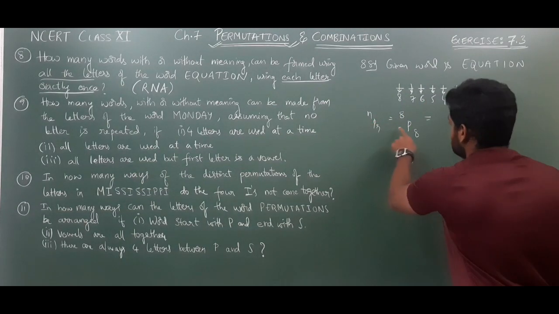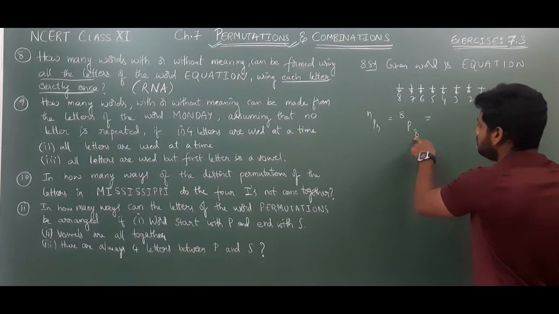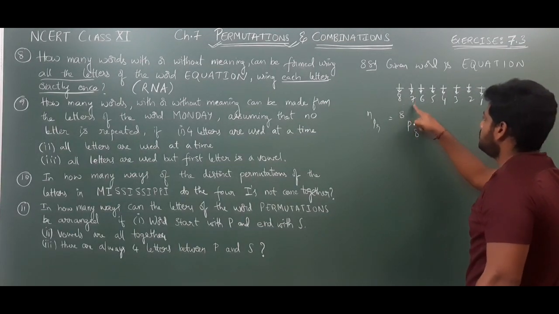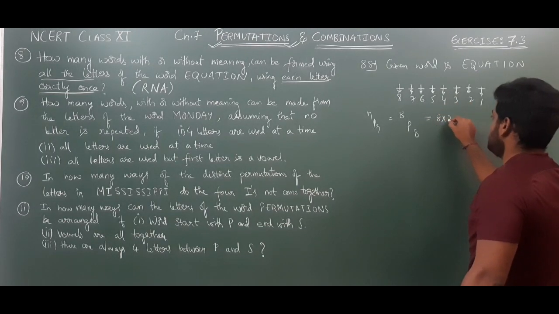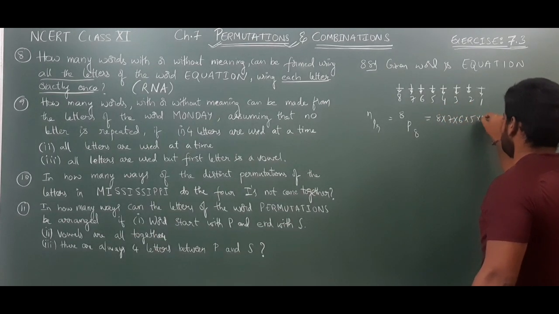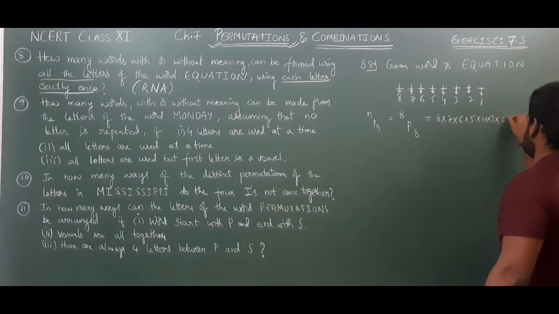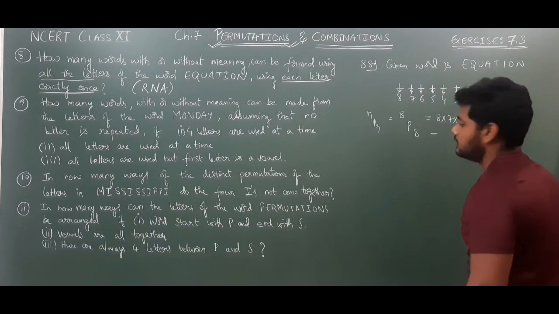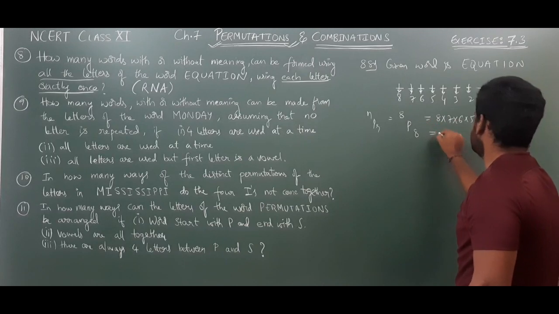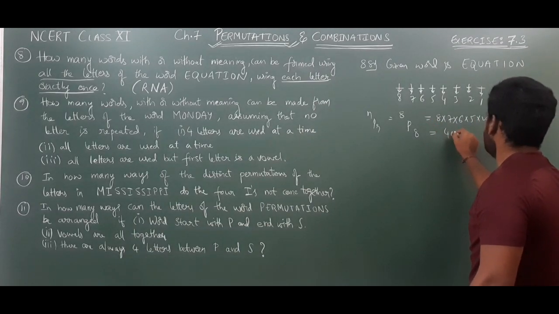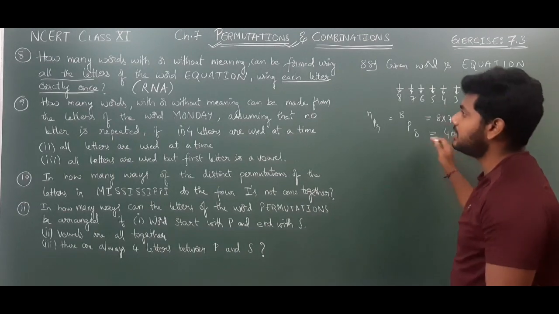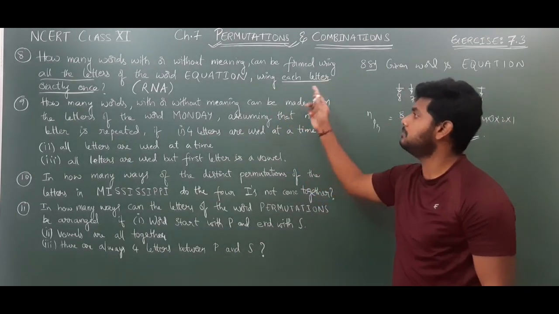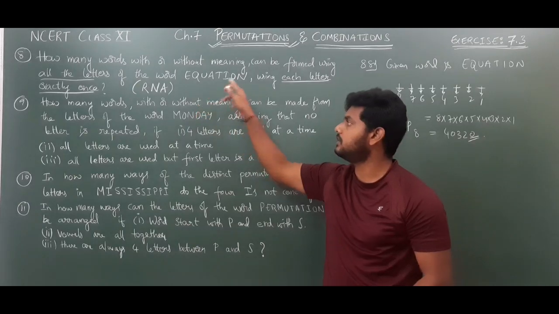And what is the nPr formula? What is 8P8? We need to decrease from 8, 8 times, in decreasing order. Nothing but 8 into 7 into 6 into 5 into 4 into 3 into 2 into 1. Right? So the value of 8 factorial is 40320. So this is the number of words with or without meaning that can be formed by using all the letters of the word EQUATION.